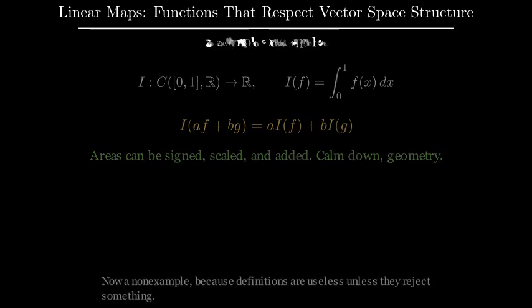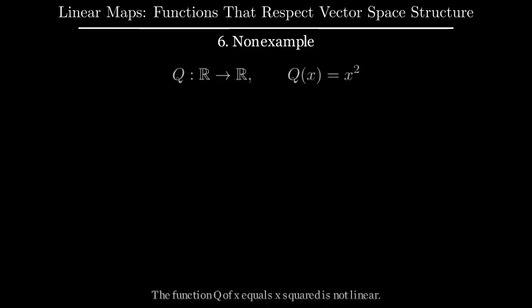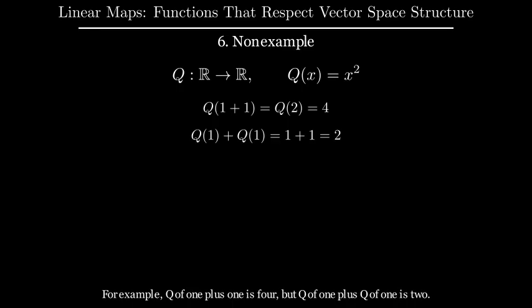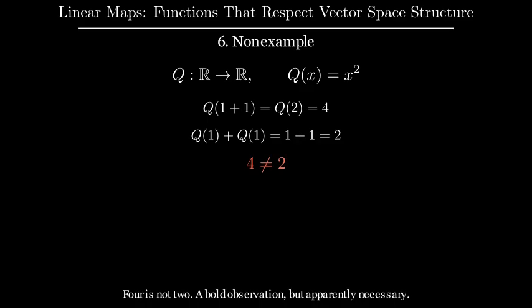Now a non-example, because definitions are useless unless they reject something. The function q of x equals x squared is not linear. For example, q of 1 plus 1 is 4, but q of 1 plus q of 1 is 2. 4 is not 2. A bold observation, but apparently necessary.